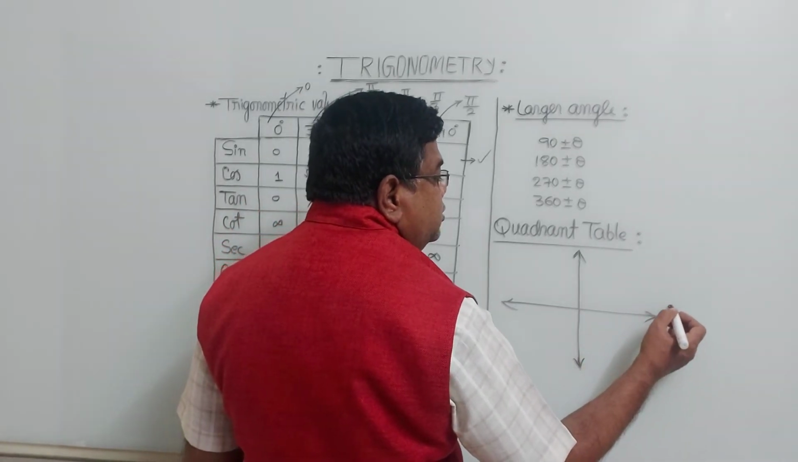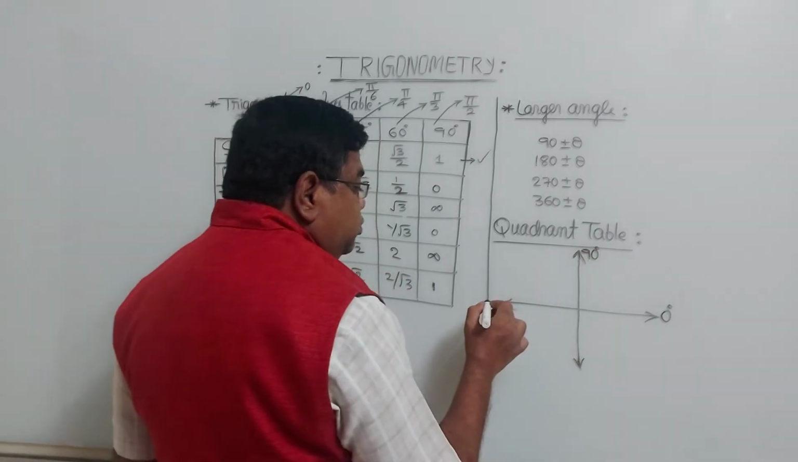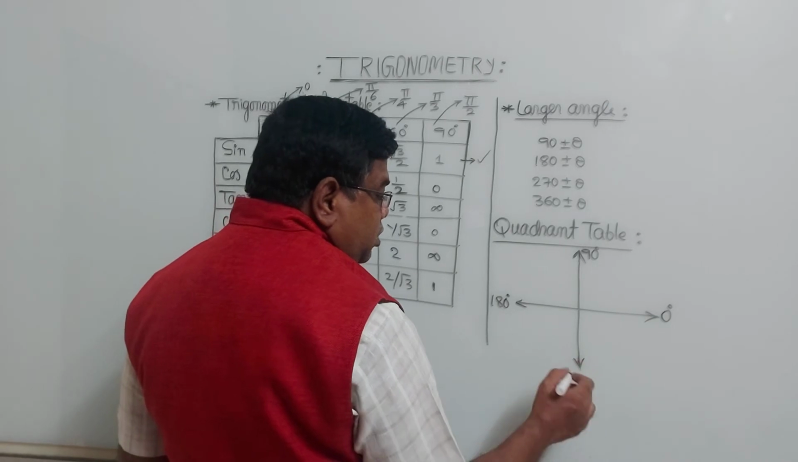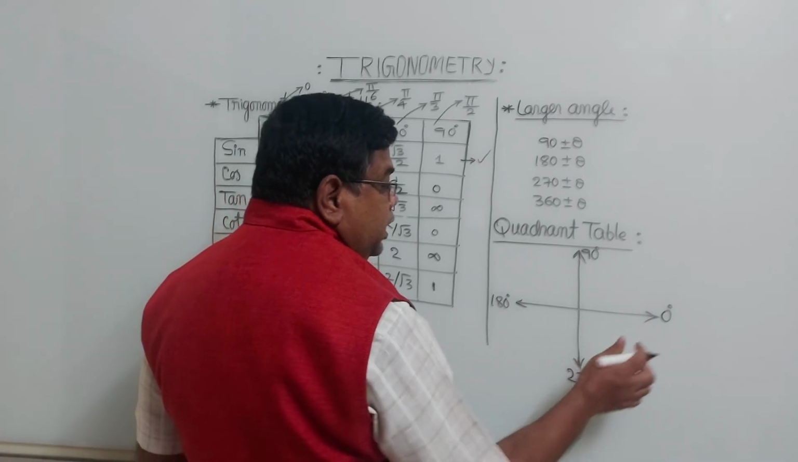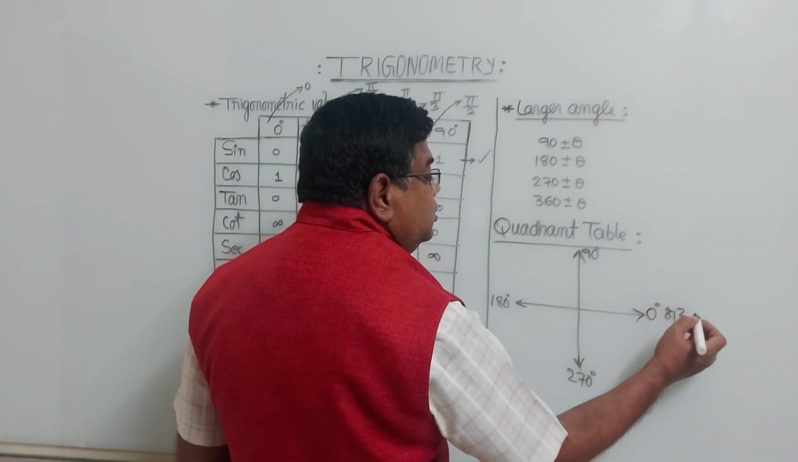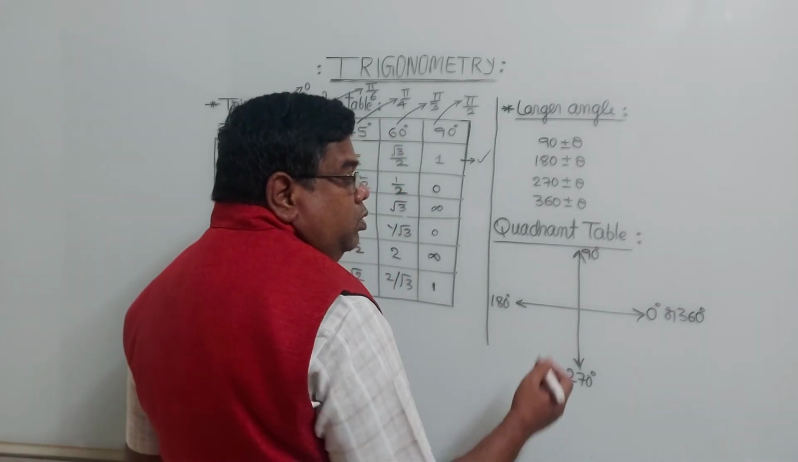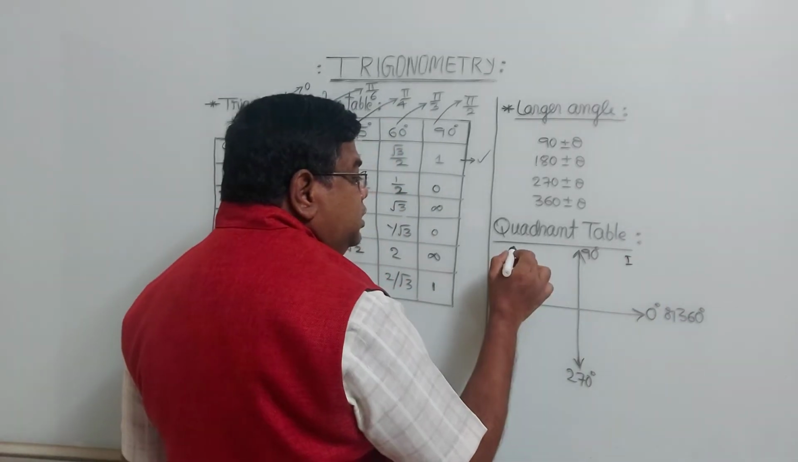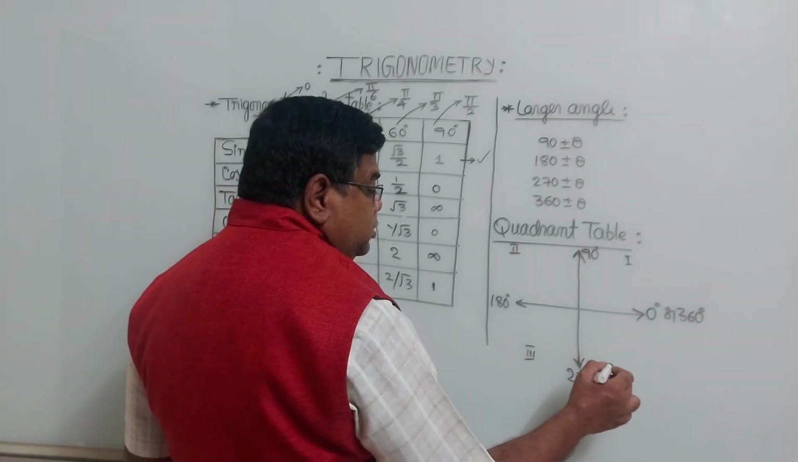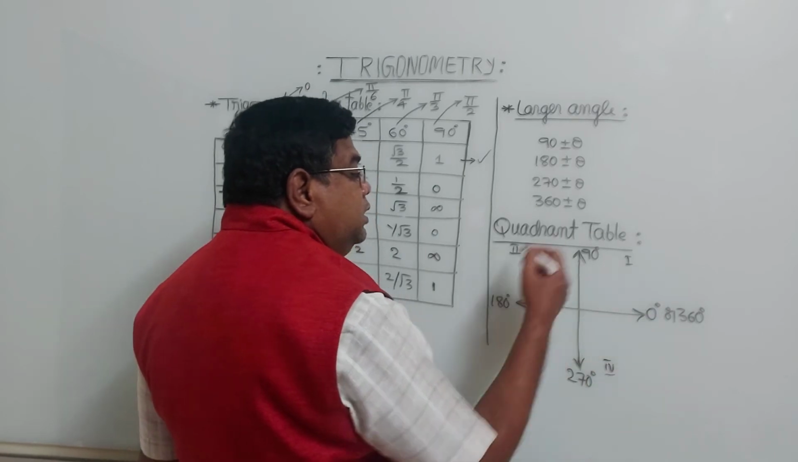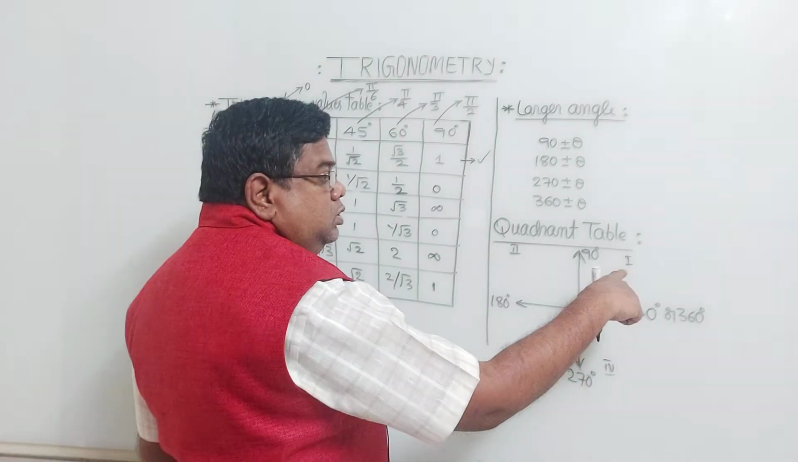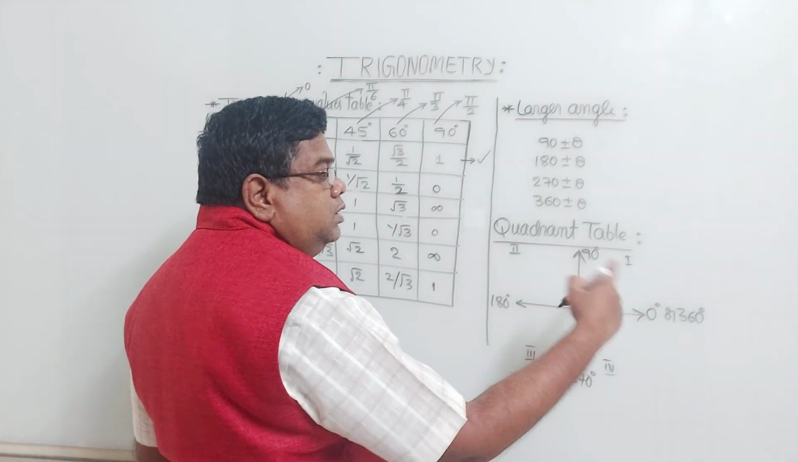Now it is 0 degrees, 90 degrees, 180 degrees, 270 degrees, and again 360 degrees, which is the same as 0 degrees. Here it is called the first quadrant, the second quadrant, the third quadrant, and the fourth quadrant. So the entire angle of 360 degrees is divided into 4 quadrants: 1, 2, 3 and 4.